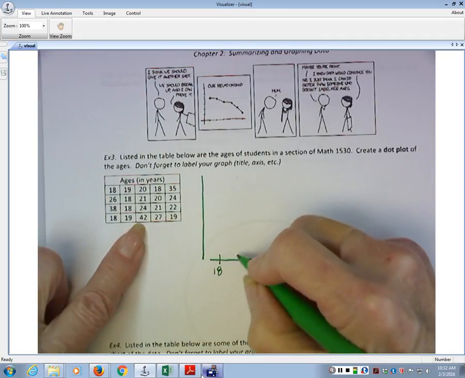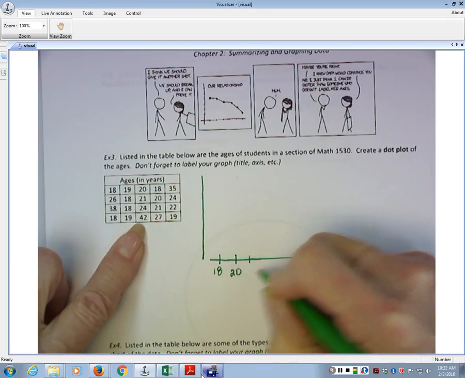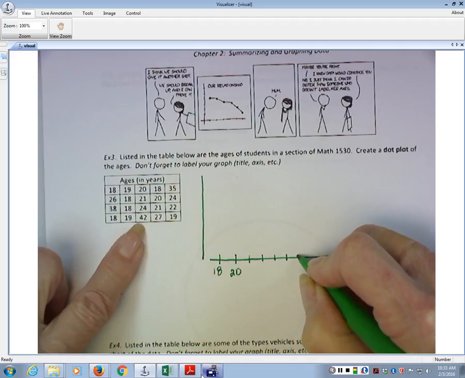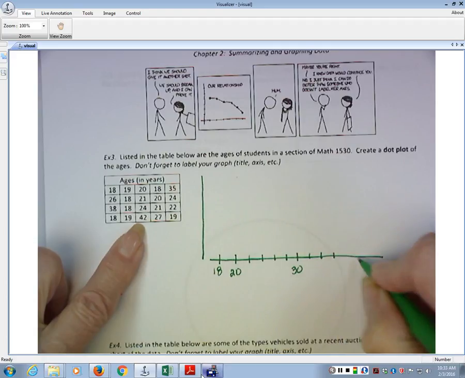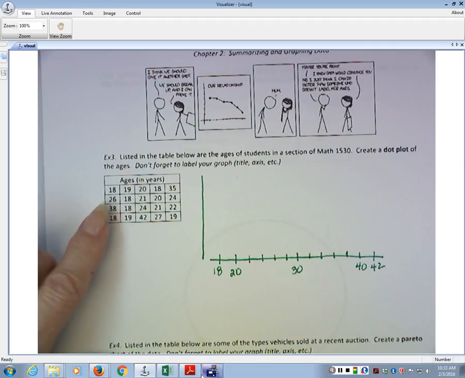So here's 18, 20, 22, 24, 26, 28. Here's 30, 32, 34, 36, 38, 40, and I don't need to go past 42. And you can label all those in, or just label enough for you so that you can show where everything is. So I've got a student that's 18 years old.